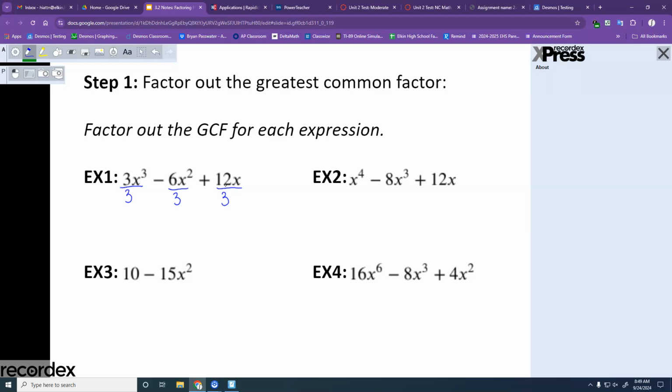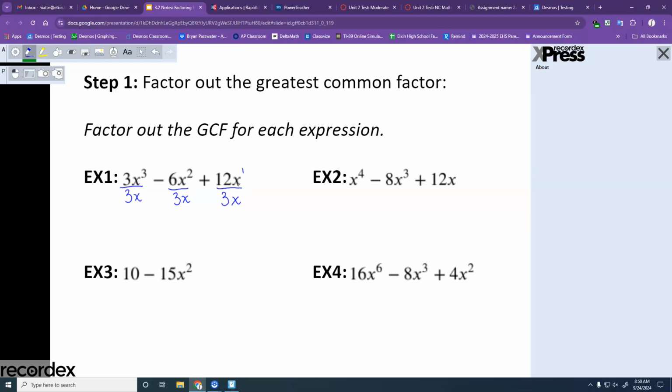Okay? Then, they all have x's with them, right? How many x's are there in this first term? 3. How many in the second one? 2. And in the last one? Doesn't have one written, but there's just 1 right there, right? So, you can also divide by the lowest number of x's. So, our lowest number of x's would be just 1x in this case, right? So, I'm going to put an x with all of these. So, my greatest common factor here is 3x.